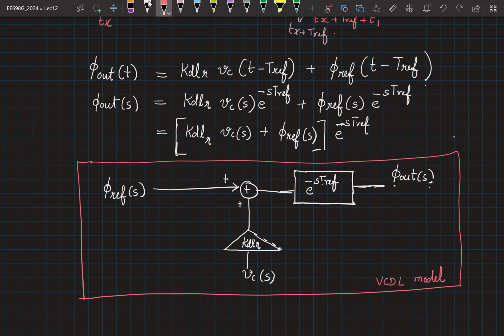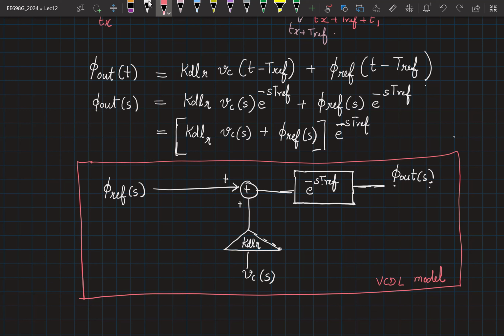Take a minute. Think: what should we do about negative feedback from phi out of S to the VCDL? Okay, both are fine. Isn't Vc dependent again on phi out of S once you put it in the loop? Right now we are only working with the VCDL model. We have not put everything in the loop yet.